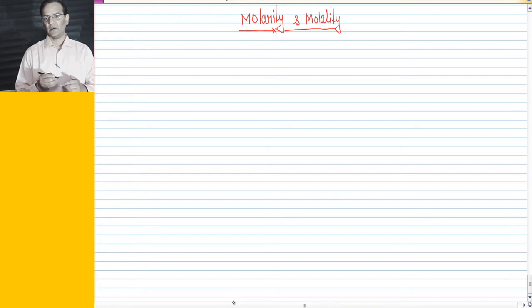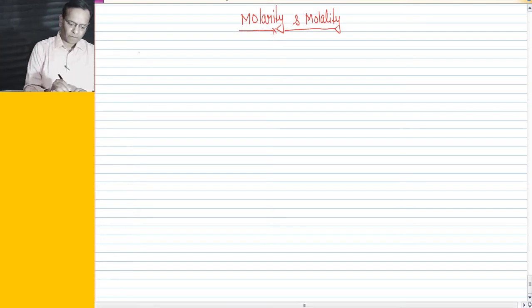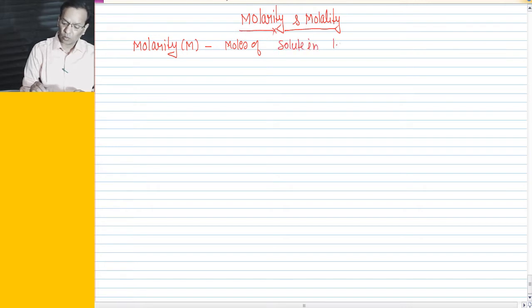I will discuss some fundamentals of these two concentration units and I will let you know the techniques of how to manipulate them in chemical calculations. So the first unit is molarity. So let us know molarity, which is denoted by capital M. It is simply the moles of solute in 1 liter of solution.